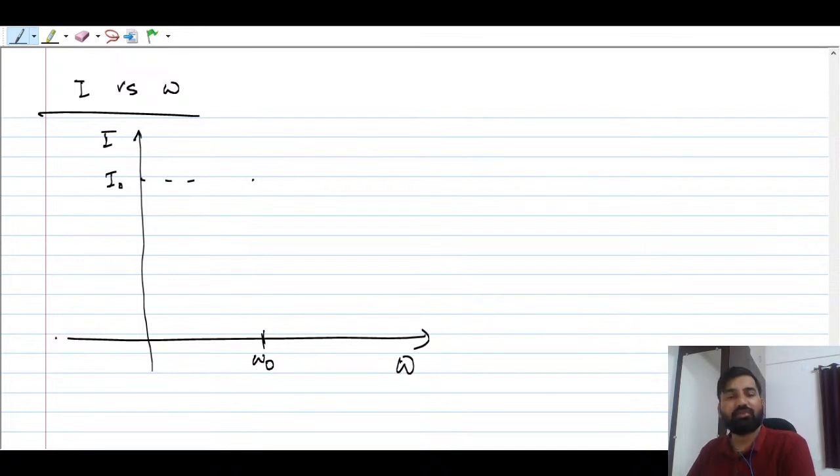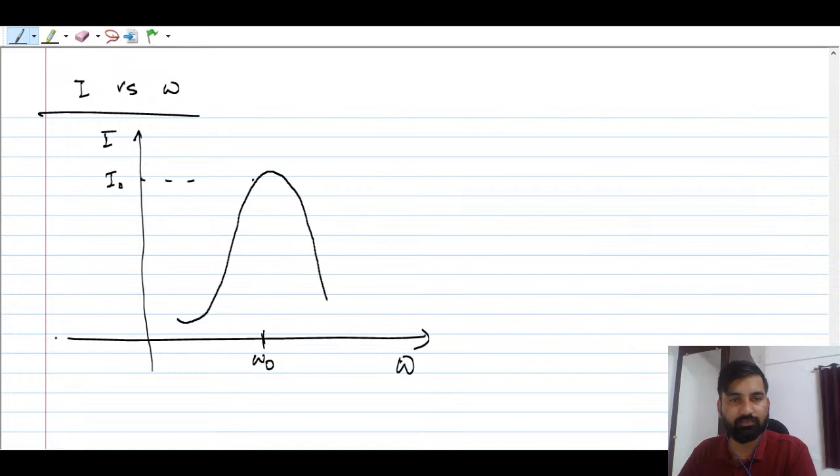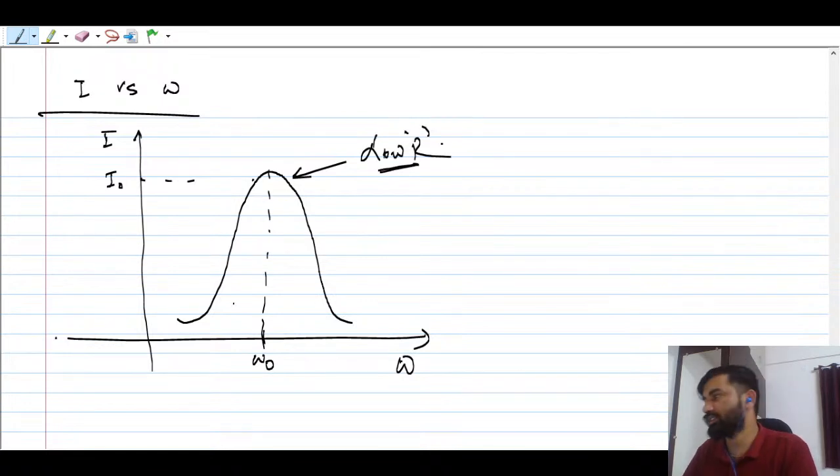At resonance, the net reactance is going to be 0, and the entire circuit will become a purely resistive circuit. So at that point you have the maximum current, like this. If there is a maximum current, you can say that the resistance is going to be low resistance.